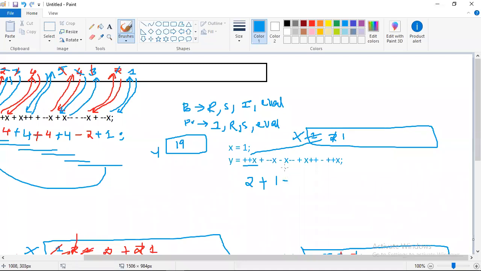Then next, X minus minus: first you read the existing value 1, then decrease to 0. Then X plus plus: first you read the value 0, then increase the value to 1. Right? Then minus plus plus X: increase the value first to 2, then read the value 2. Okay, I made a mistake earlier, now it's coming correctly. Now tell me: 2 plus 1, 3. Minus 1, 2. Plus 0, 2. 2 minus 2, 0.